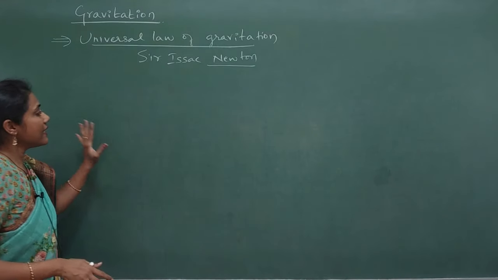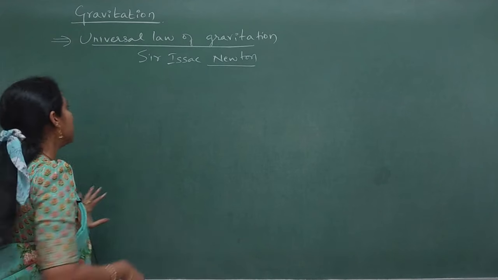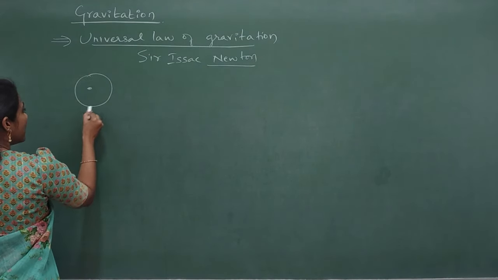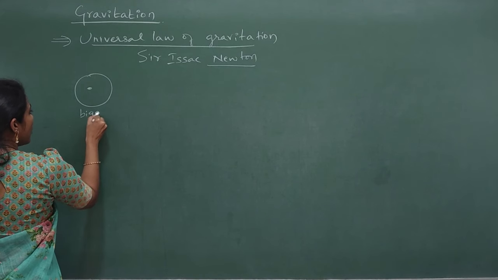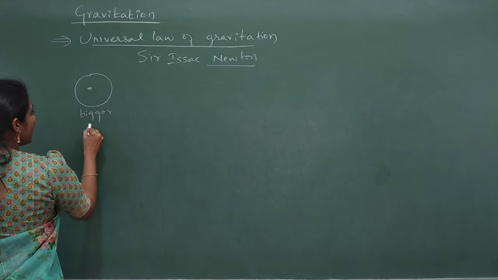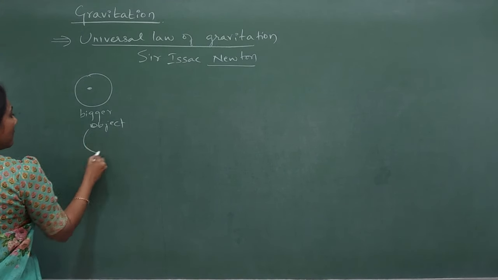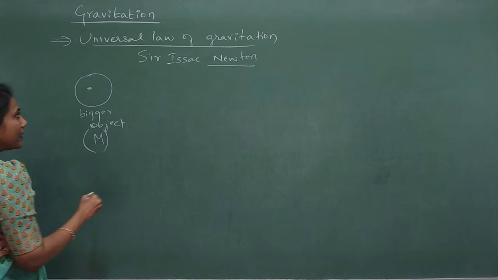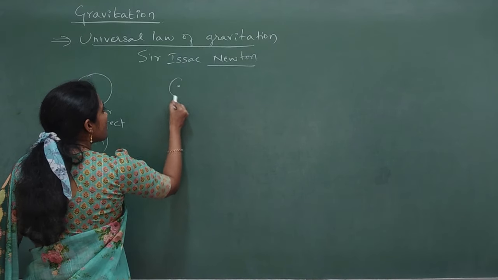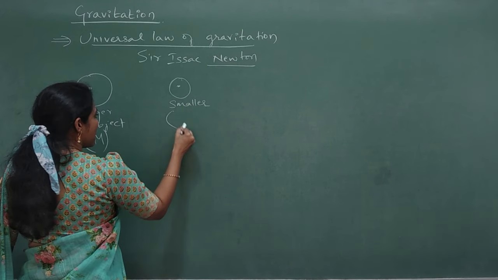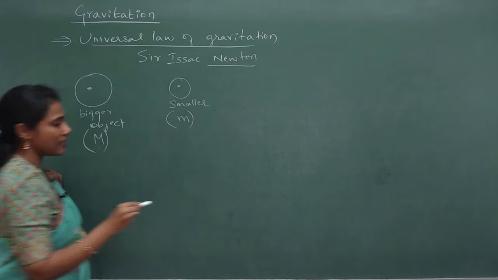Okay, so let us understand how that equation came. Suppose you have two bodies. This is one object, a bigger object with more mass. Let the mass of this object be capital M. And you also have a smaller object. The smaller object will definitely have less mass, no? So let me call that mass small m.